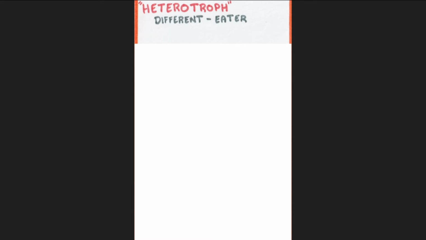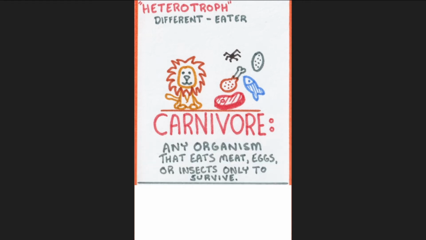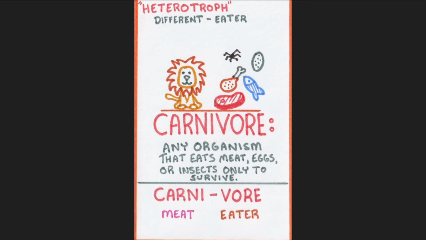It's like a consumer. The most common type of heterotroph, obviously herbivores are heterotrophs, but when I think of something eating different things, I think of a carnivore. I think of any organism that eats meat or eggs or insects to survive. So your carnivores are going to be things like lions, things like those kinds of felines, wolves and such, things that only eat meat. And you see that in the name. Carne meaning meat and vor meaning eater. This is why chili con carne literally translates to chili with meat.